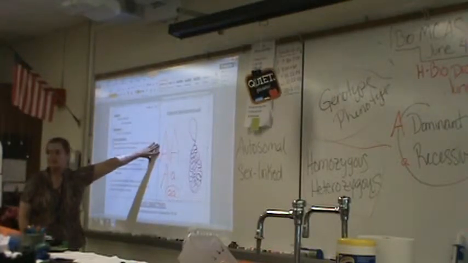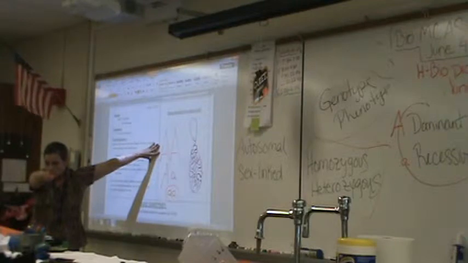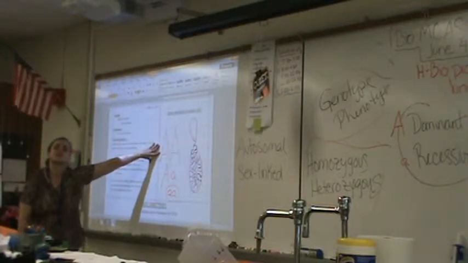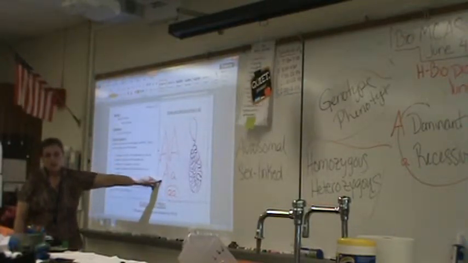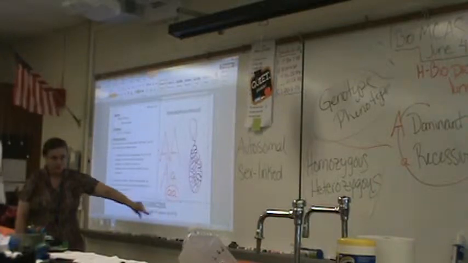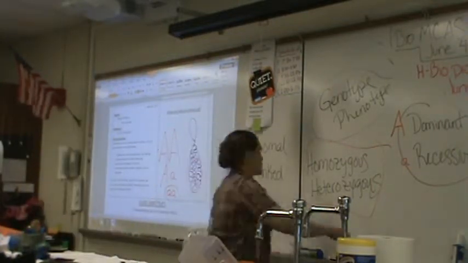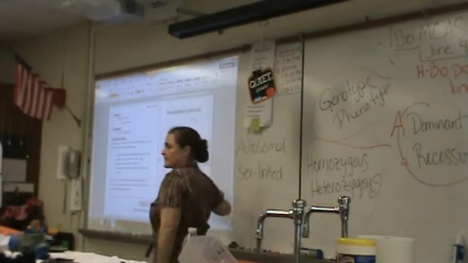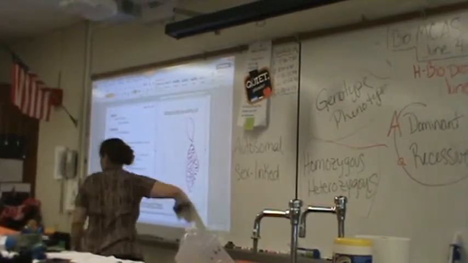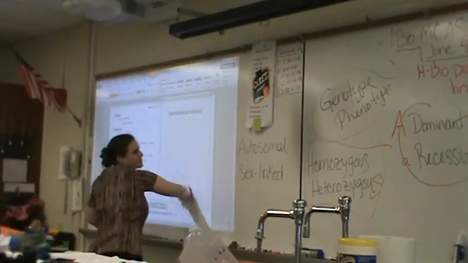Somebody raise your hand, tell me, is this homozygous or heterozygous? Homozygous? Homozygous dominant or recessive? Dominant. Heterozygous? Homozygous recessive. Good, that's the must-know vocab. Questions about that? Okay, a couple more things, then we're going to get to pedigrees. I'm going to speed it up a little here.